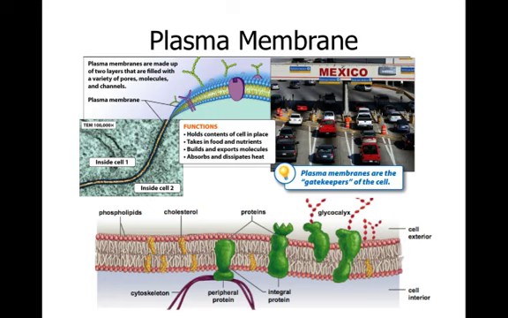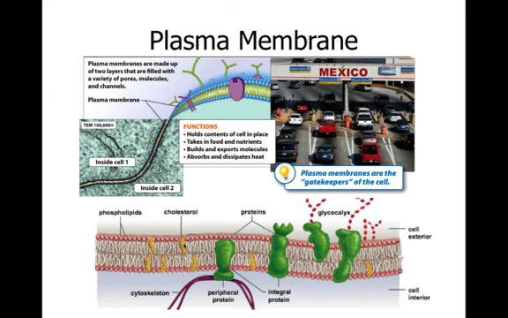And you can see that in this layer we have certain things embedded within it. So we can see we have cholesterol molecules embedded. Remember, in Chapter 2 we talked about how cholesterol is important in our bodies, that all of our cells need cholesterol.